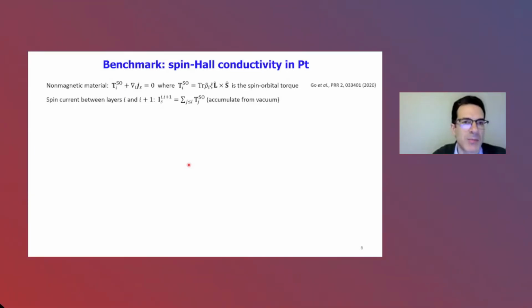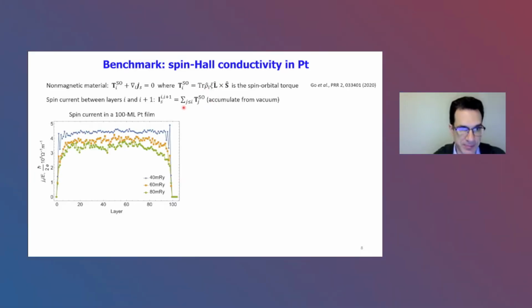So here's a benchmark for this calculation. The spin Hall conductivity in platinum. So we will take a non-magnetic system, just a film of platinum. And from the spin continuity equation, one can recover the spin current flowing between any two layers in the film by evaluating the expectation values of the spin-orbit torque and summing them up from the vacuum to the given layer. So if one does that calculation for a 100 monolayer platinum film, these are the results that we get.